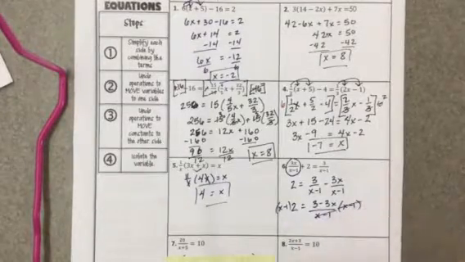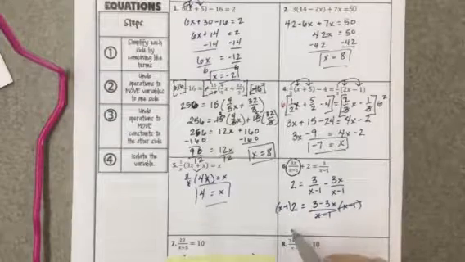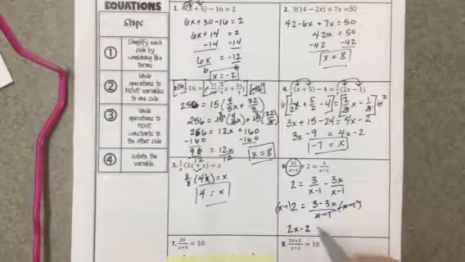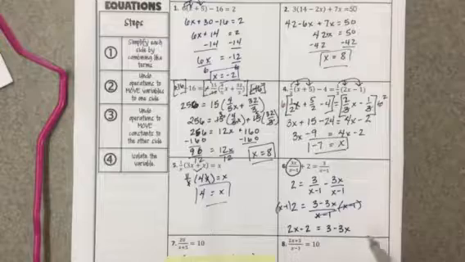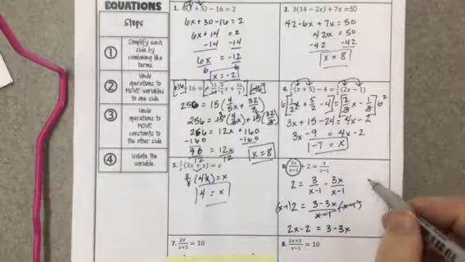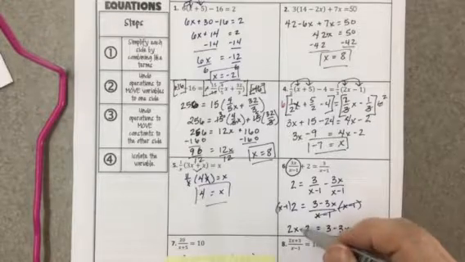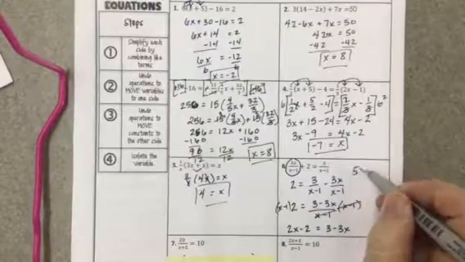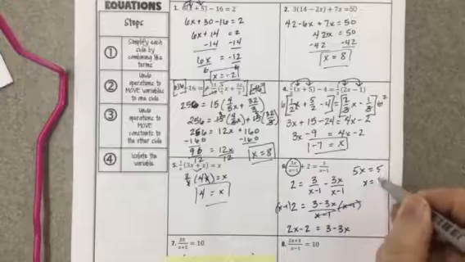Then the x minus 1's cancel. Then over here, I'm left with 2x minus 2 is equal to 3 minus 3x. Let's add the 3x to both sides, so then I have 5x. Add 2 to both sides is equal to 5, and I'm left with x is equal to 1.